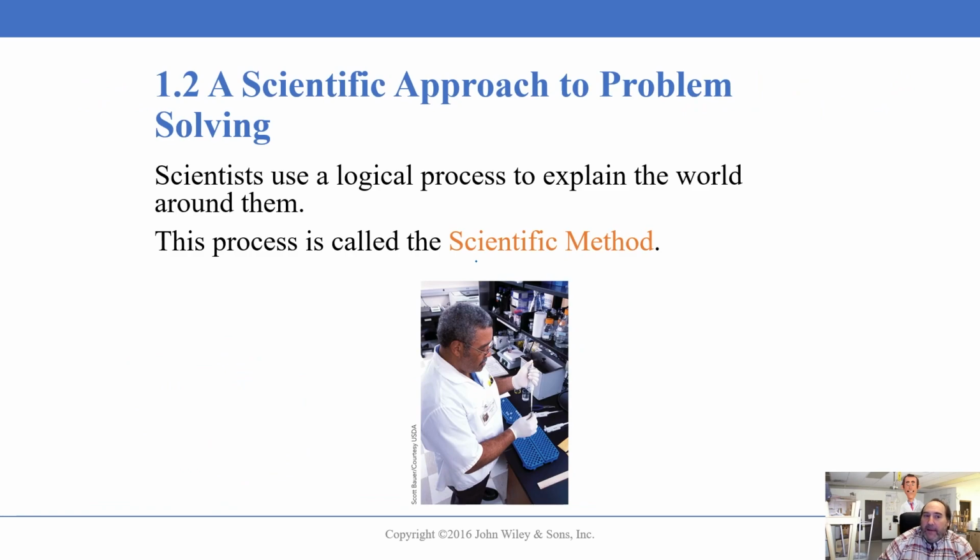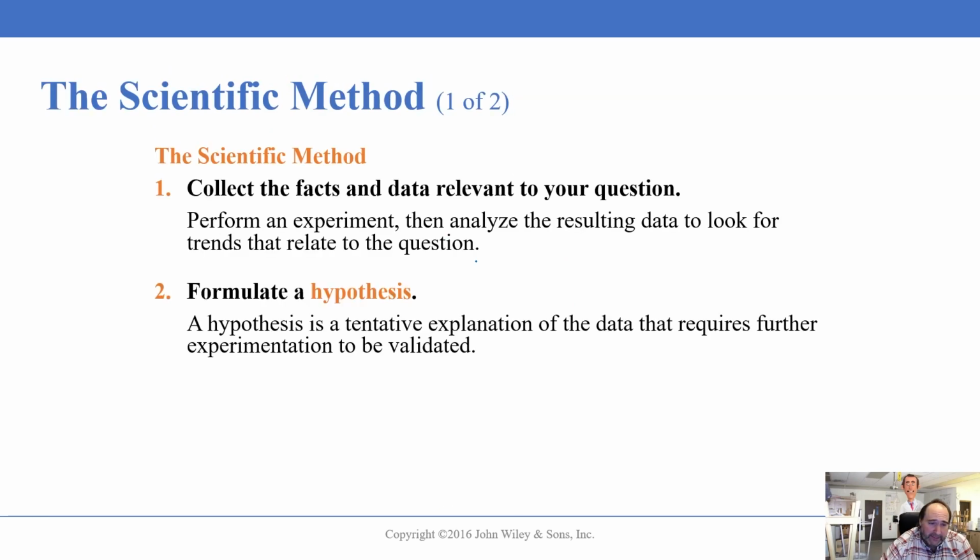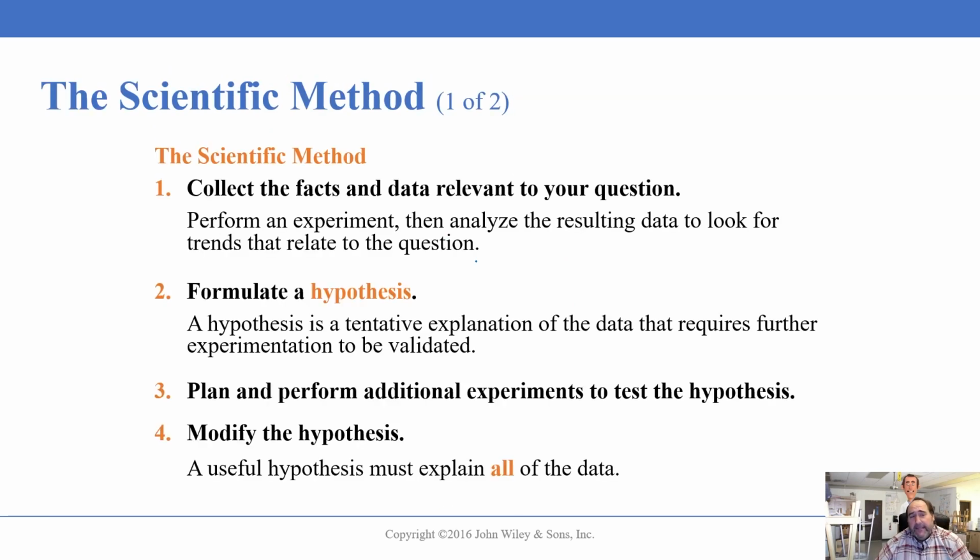So let's talk a little bit about the scientific approach and the scientific method. A lot of the scientific method involves several steps. The first step is to collect facts and data relevant to your question. And in a lot of cases, it all starts with an observation. You saw something occurring, something is happening, and you wonder, why does that happen?